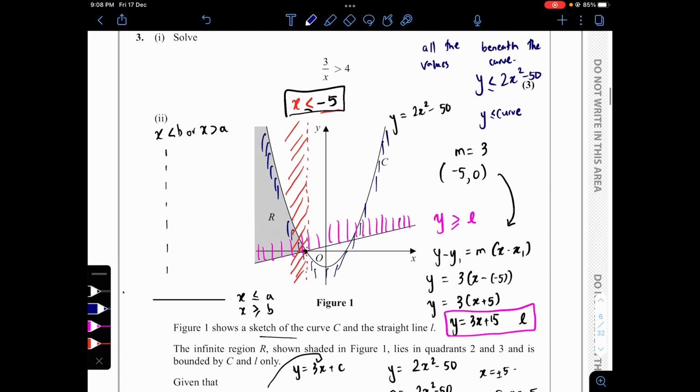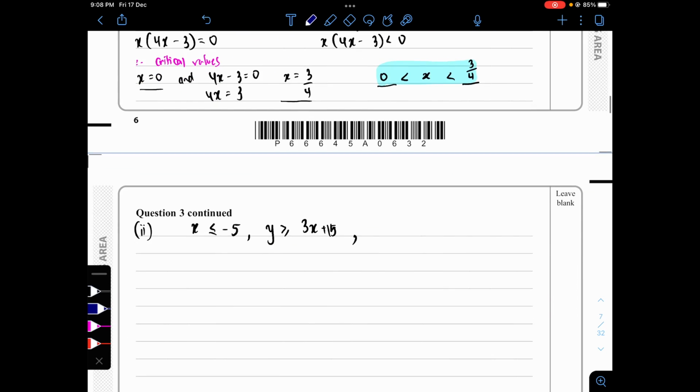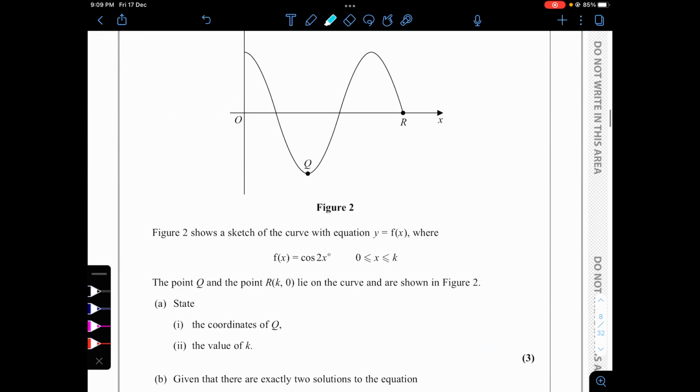Alright. So now our last inequality is y is less than or equal to 2x squared minus 50. So these are your three inequalities that define region R. Alright, so now we are going to move on to question number 4.